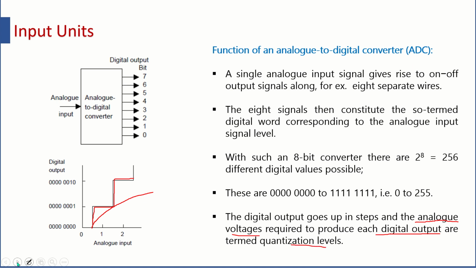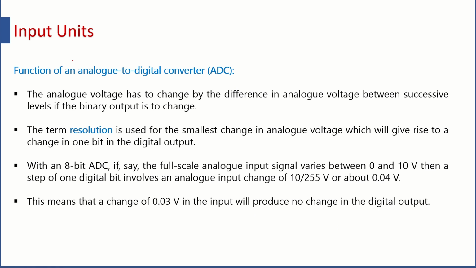quantization level. Now you see that the analog voltage has to change by the difference in analog voltage between successive levels if the binary output is to change. इसका मतलब क्या हुआ कि समझो, suppose you have this is one analog value and this is another analog value.